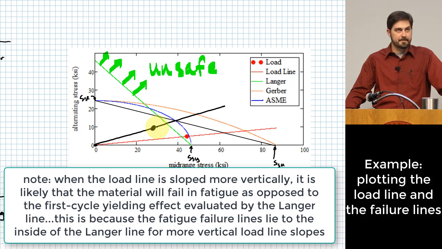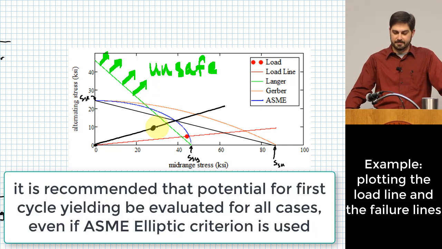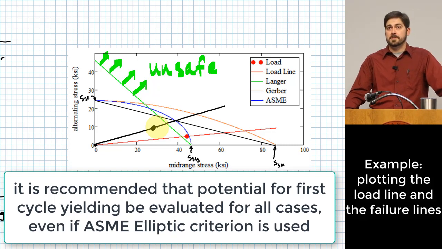All right. Questions or comments? So why don't you just use the Langer line always for first cycle yielding? That's actually what the book recommends. Okay? It recommends that for any of these fatigue failure criteria that you use, you also evaluate a factor of safety against first cycle yielding. All right? And I'll echo that. That is a good idea to do.